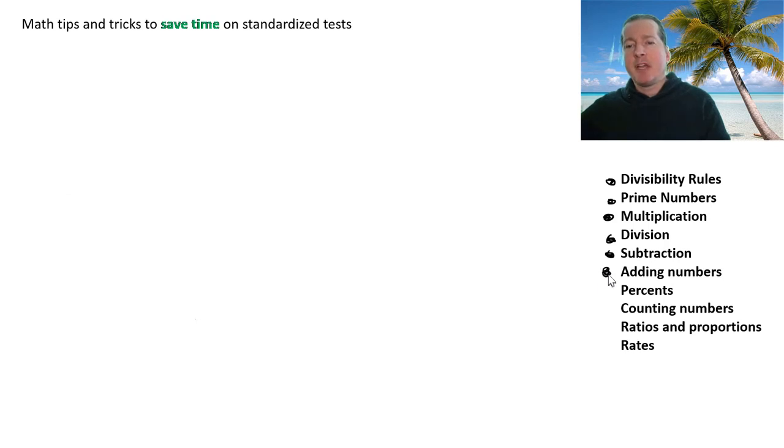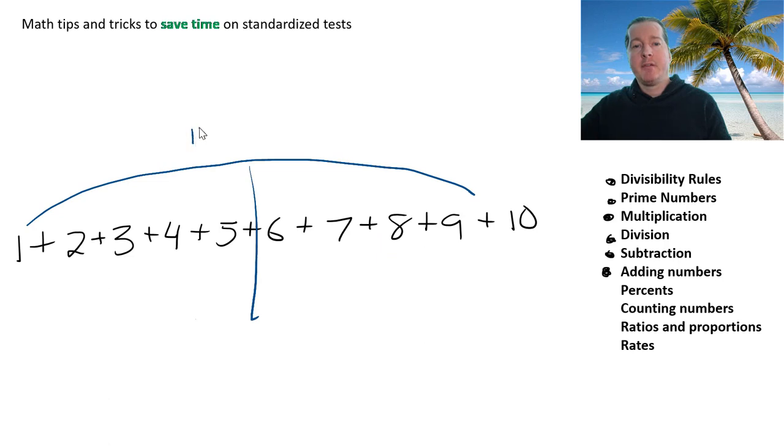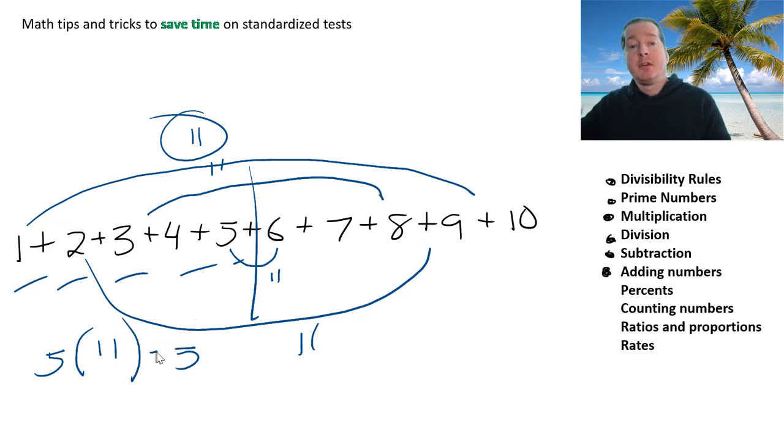Let's talk about adding numbers. And this is something you might see on the GMAT or the GRE. Suppose I wanted to add the numbers 1 through 10. A quick way to do it, let's split the numbers down the middle. So we have the first 5 numbers, and then 6 through 10, the last 5 numbers. 1 plus 10 is 11. 2 plus 9, 11. 3 plus 8, 11, etc. 5 plus 6, 11. So I have 5 pairs of numbers, and each pair has a sum of 11. So the answer is 5 times 11, 55. The numbers 1 through 10 add up to 55.